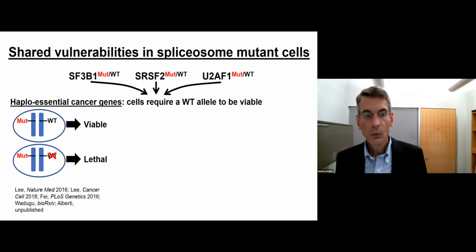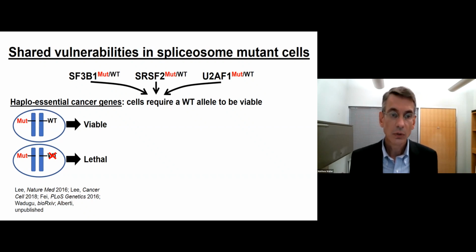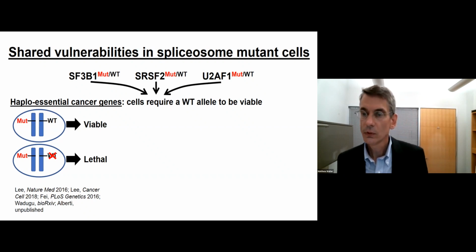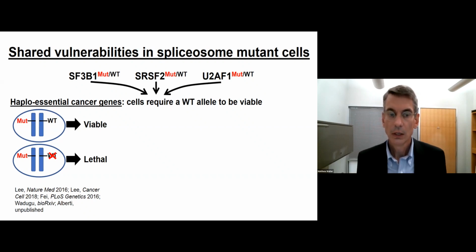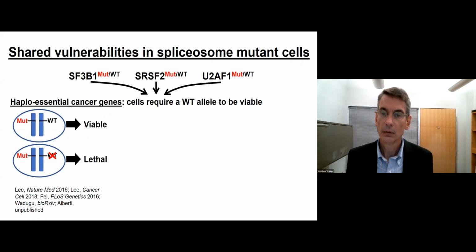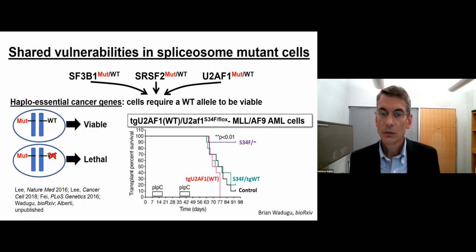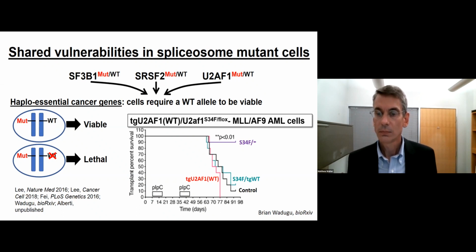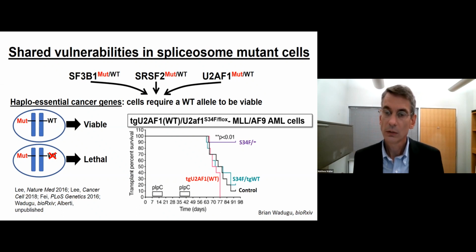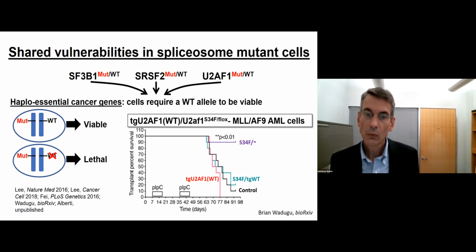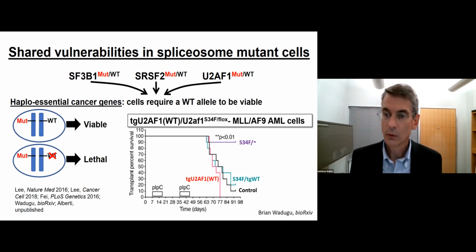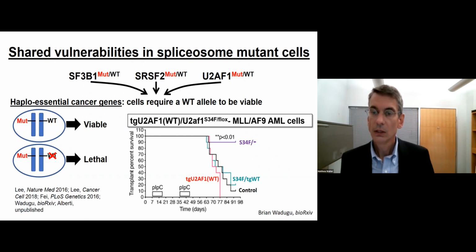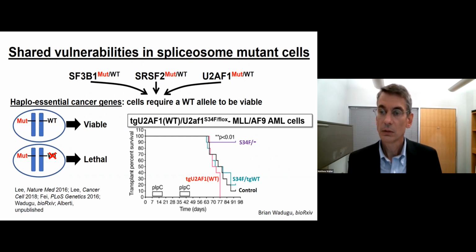And what we wanted to ask is, these were non-transformed cells. In a fully transformed leukemia cell, could the same property of lethality be present? And so what Brian did is developed a genetic model that allowed him to express the U2AF1 S34F mutant either with the wild type or by removing the wild type. And he took and did secondary transplants of these primary AML cells into mice. And then he followed them.